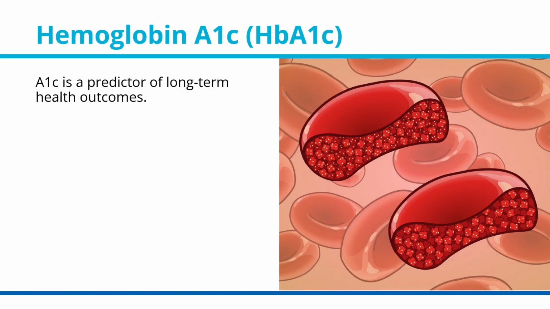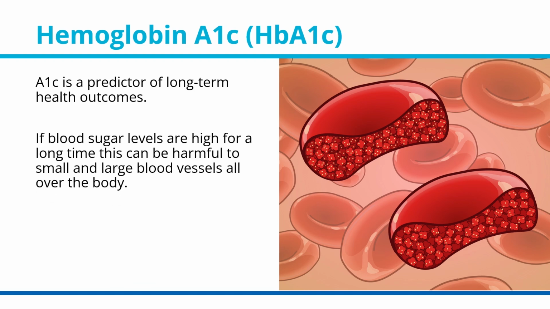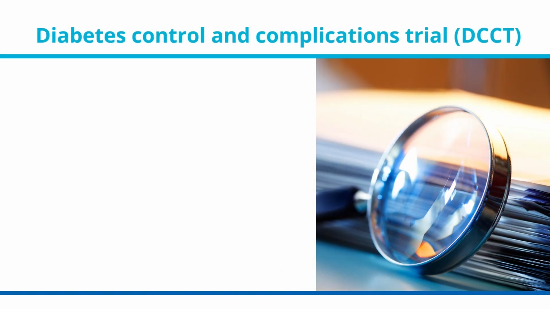A1C is a predictor of long-term health outcomes. If blood sugar levels are high for a long time, this can be harmful to small and large blood vessels all over the body. Let's look at one important study: the Diabetes Control and Complications Trial, or DCCT.